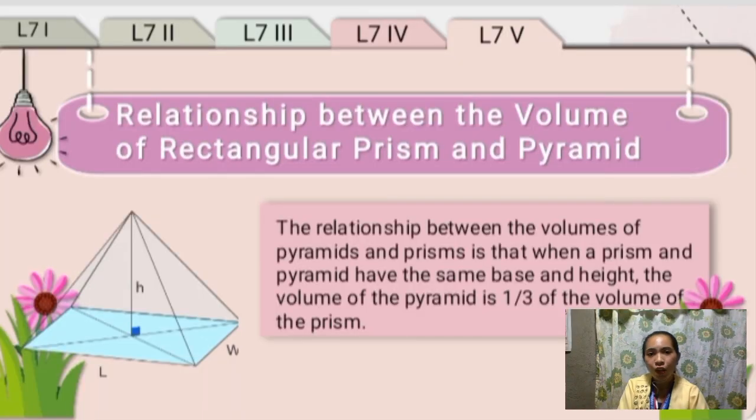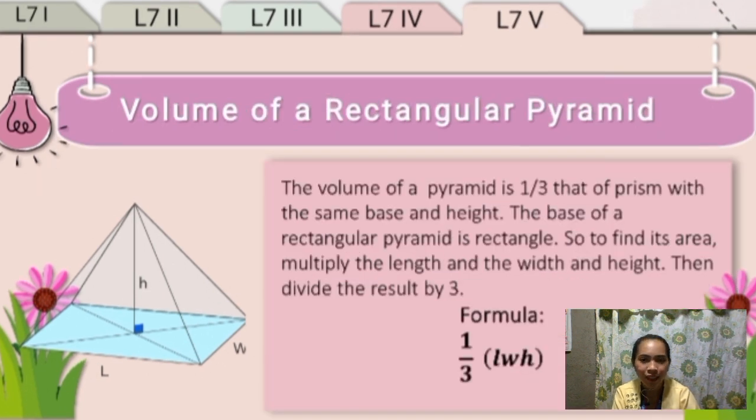Relationship between the volume of rectangular prism and pyramid. The relationship between the volumes of pyramids and prisms is that when a prism and pyramid have the same base and height, the volume of the pyramid is 1/3 of the volume of the prism. Volume of a rectangular pyramid. The volume of a pyramid is one-third that of a prism with the same base and height.